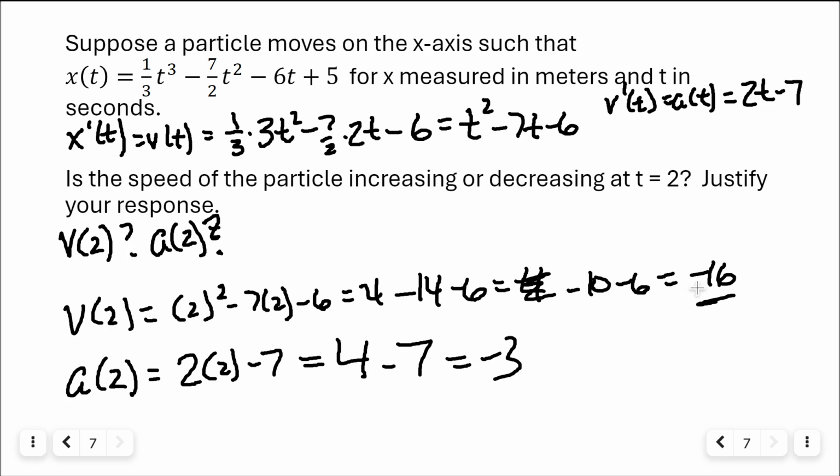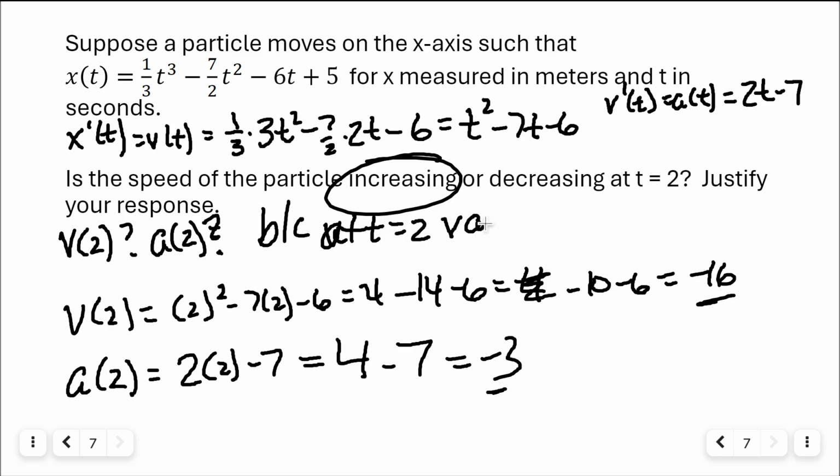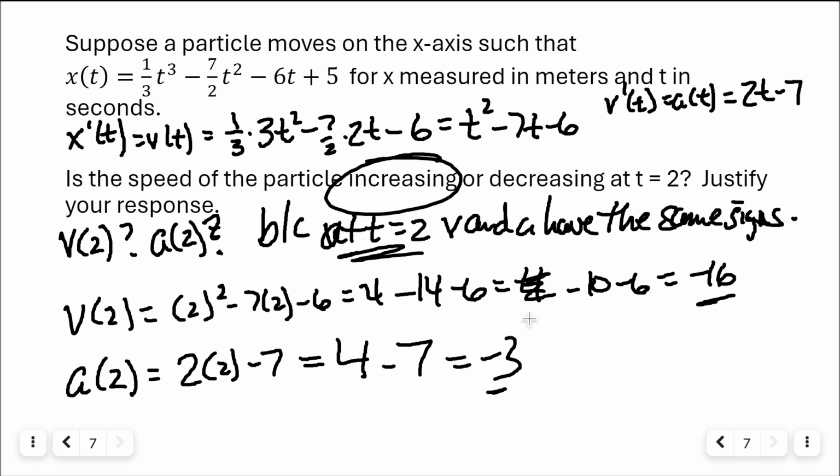So now, v of 2 is negative 16. a of 2 is negative 3. v and a are the same signs. They're both negative. So the speed of the particle is increasing. Why? Because at t equals 2, v and a have the same sign. That's your justification. You showed me the work, and then you justified it by saying at t equals 2, at this moment in time, v and a have the same signs, so the particle's speed must be increasing.